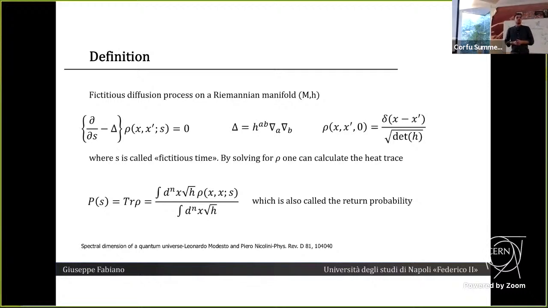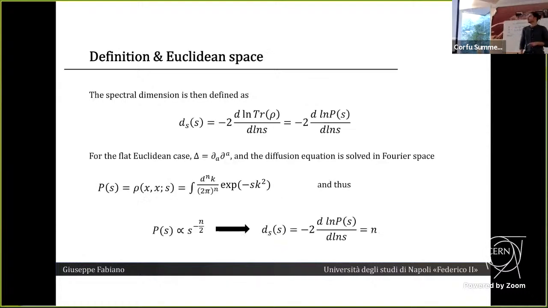Now we can try to solve this equation and calculate a quantity called the heat trace, shown in the lower part of the slide. One can show that this quantity is also equal to what is called the return probability. The return probability in a diffusion process is basically the probability that the walker doing the diffusion on the manifold starts from a point x and returns to point x in a fictitious time equal to s.